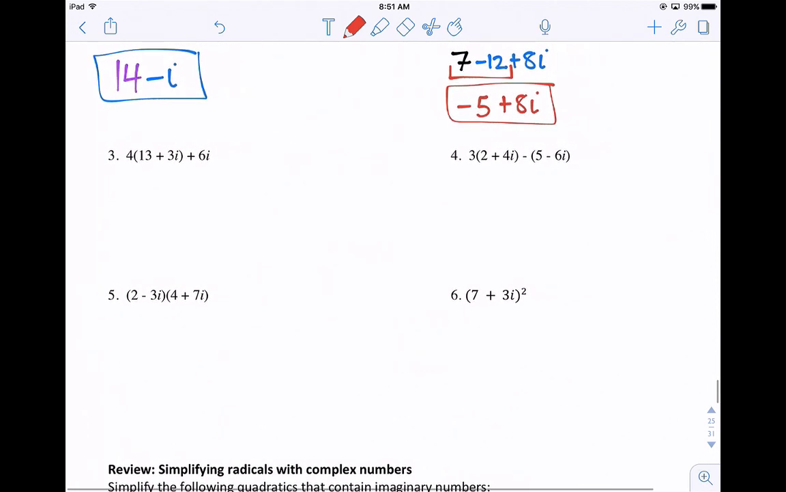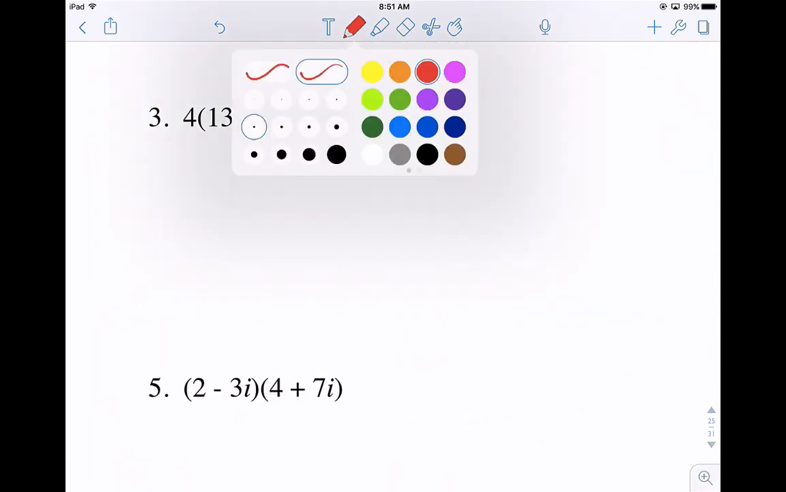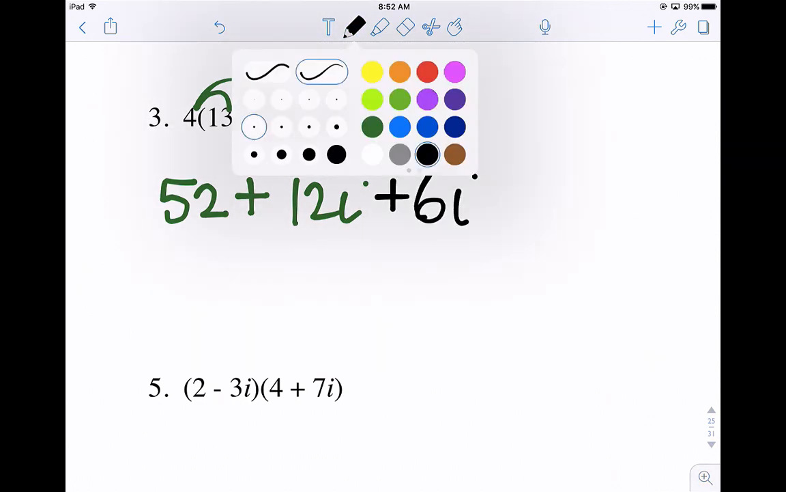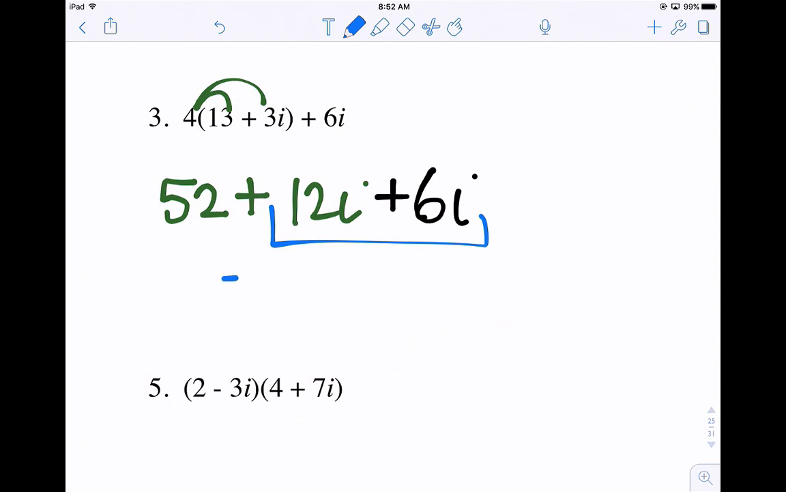Okay, let's take a look at the next one. Again, we have to distribute. So we have 4 times 13, which is 52, plus 4 times 3i. We can multiply those together. That is 12i. And then we still have that plus 6i hanging out at the end. And now we can combine like terms. We add together the imaginary numbers. We get 52 plus 18i.